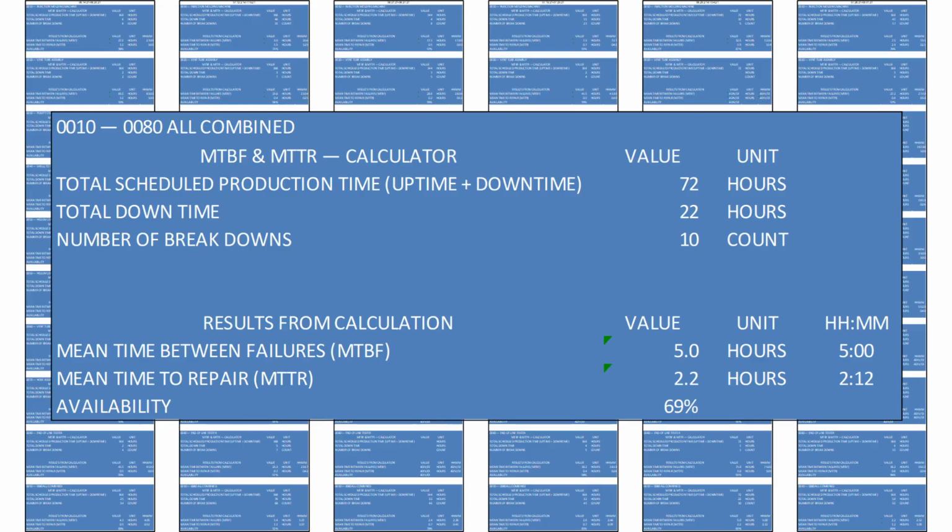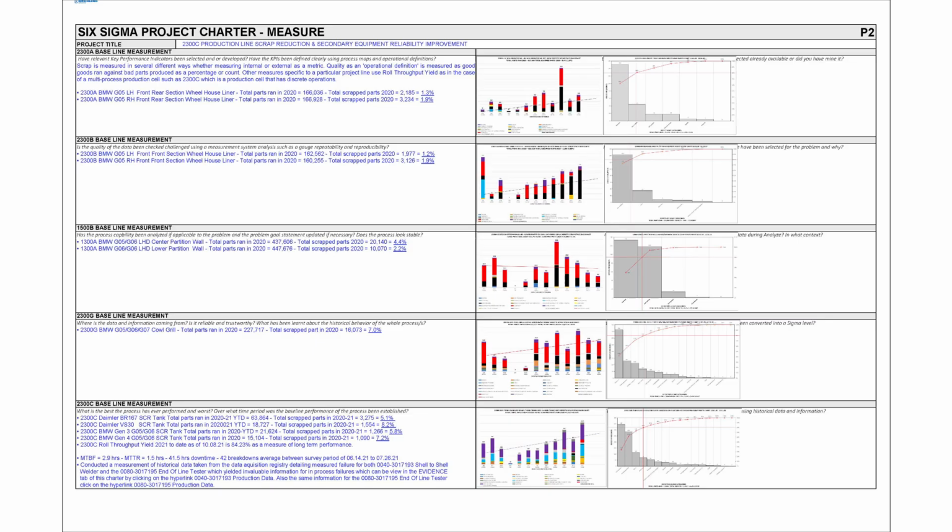This is my calculation sheets for determining the mean time between failure and the mean time to repair for all combined pieces of equipment. This is my measure phase of the project, in which I was calculating several data collections of scrap, defects, and downtime used in various quality indices and models.